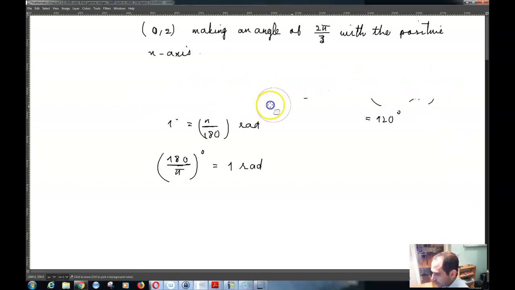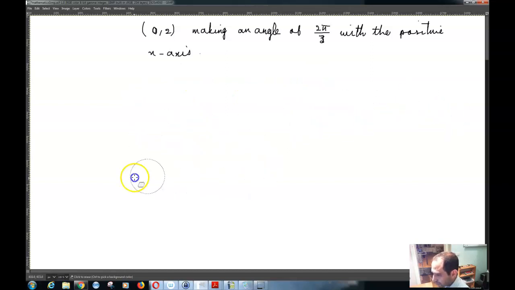So anyway, if you then want to, based on this you can say that tan of 2 pi by 3 is the same thing as tan of 120 degrees. And to get the tan of 120 degrees, the best way is to use a formula, because it's a tan function.